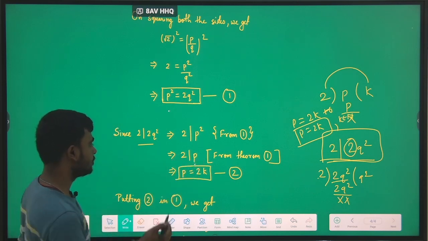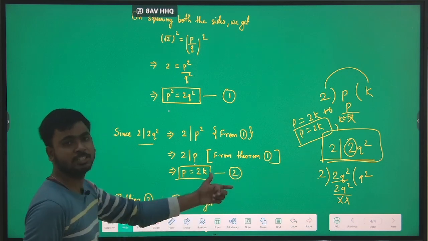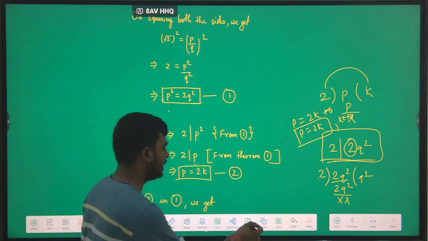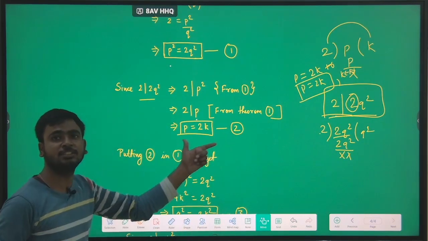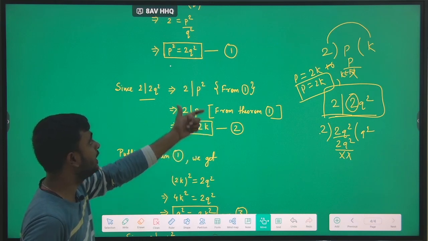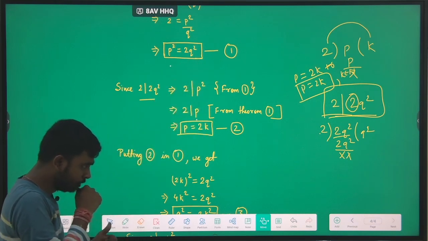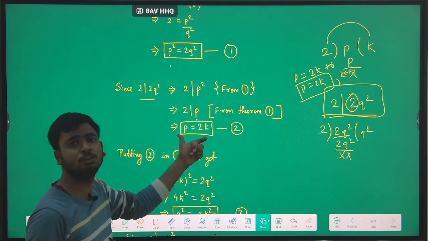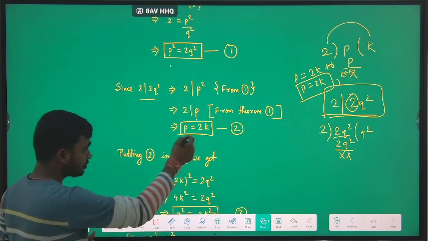ओके, हम क्या कर रहे हैं, p इज इक्वल टू 2k को इक्वेशन नंबर 2 ले रहे हैं. What we are doing, we are taking p is equal to 2k as equation number 2. Using this p is equal to 2k in equation number 1, what we will get?